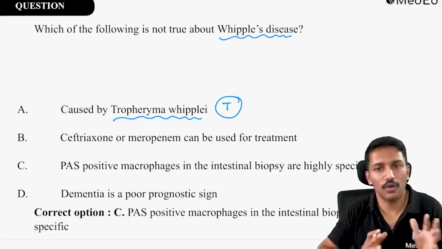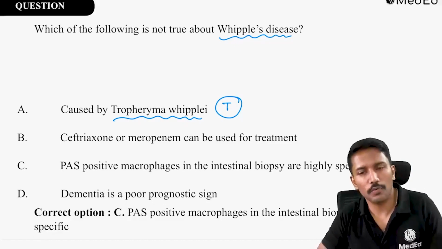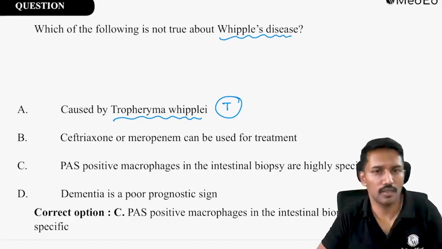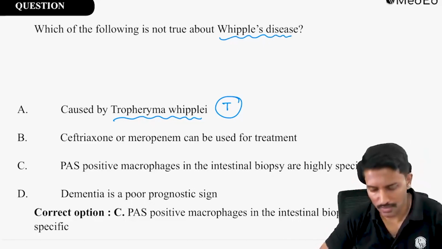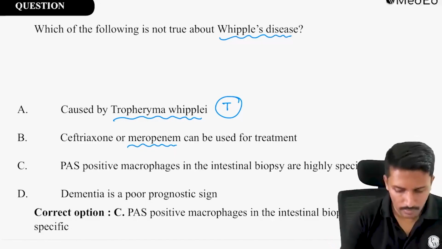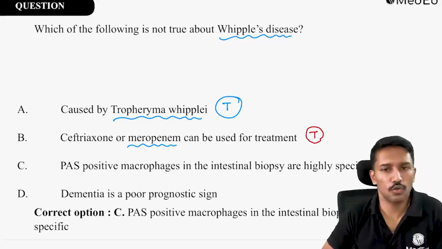Okay. Now, because this is an infective condition, obviously we would be treating them with antibiotics. Generally, what we do is initial 1 to 2 weeks we treat them with meropenem. Maybe then we can step down to ceftriaxone. Otherwise, meropenem is the best drug when it comes to Tropheryma whipplei infection. But ceftriaxone is also part of the treatment regimen. So statement B is also true.